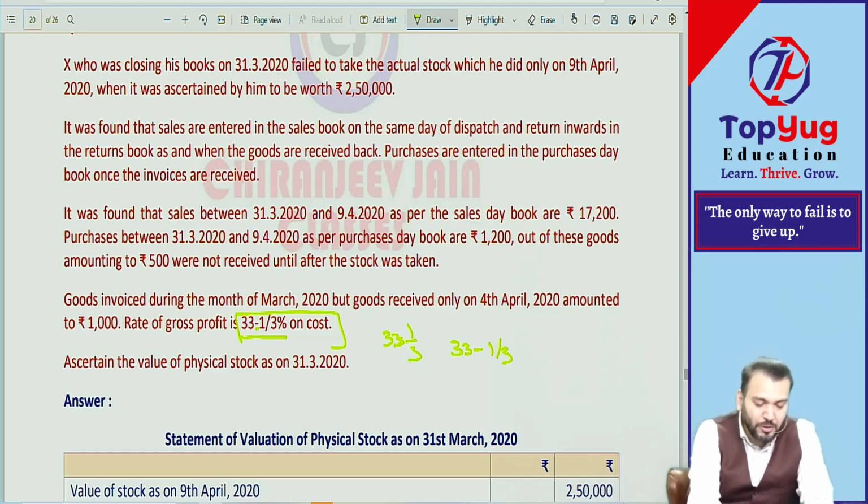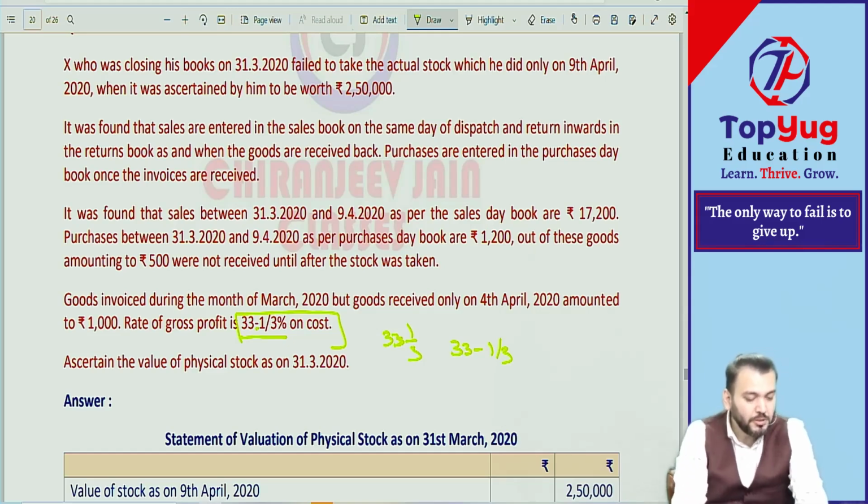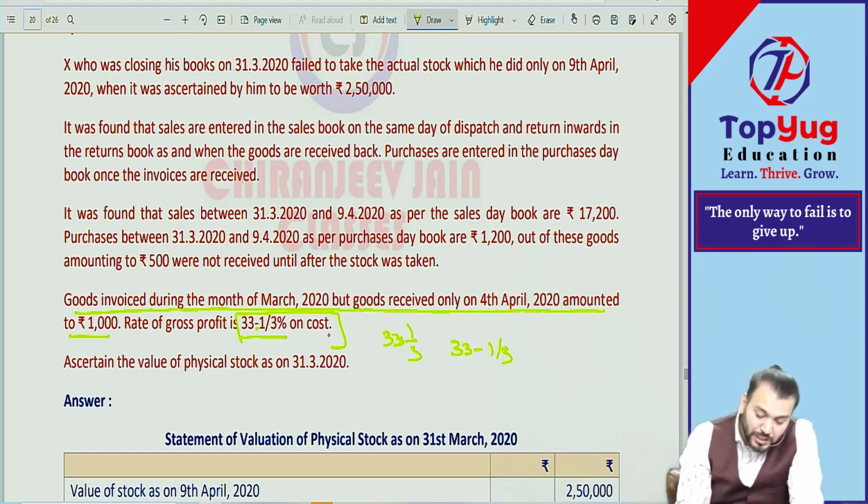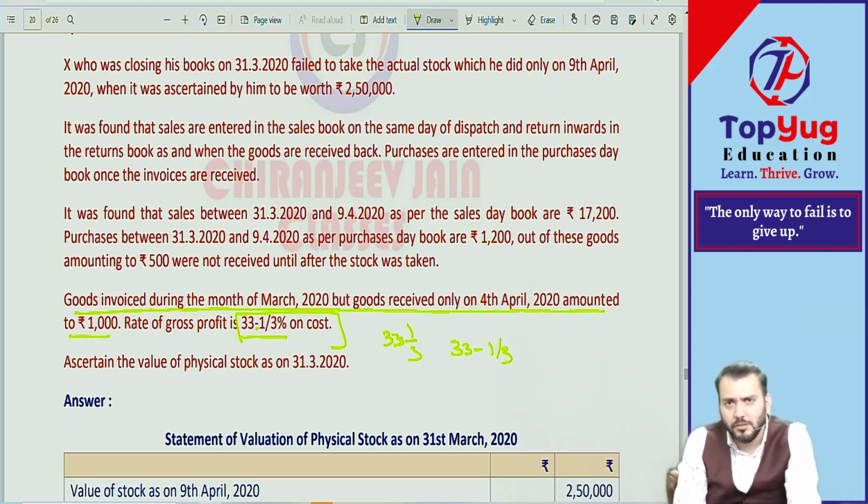So illustration number 1 you have done? Question number 1 you have done? Very good. Have you understood the goods in transit point? It was given that goods were invoiced during the month, but goods were received only on 4th April, amounting to rupees 1000. So it was a purchase of the current year but received in the next year. Tell me, it was received in the next year. Are you able to understand? So what have you done? Plus or minus? Why have you done minus?